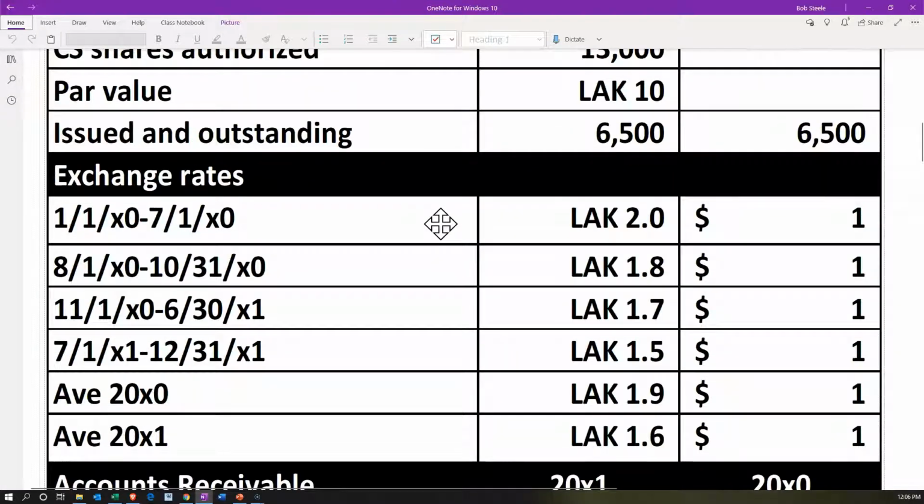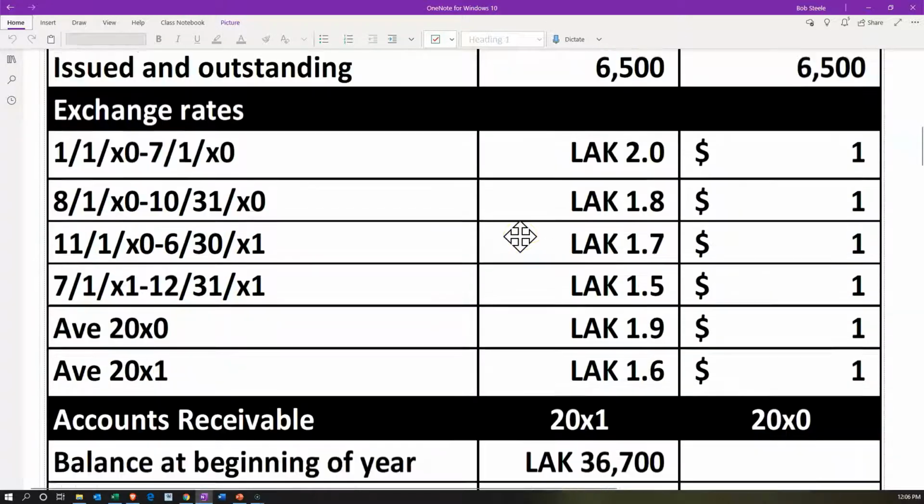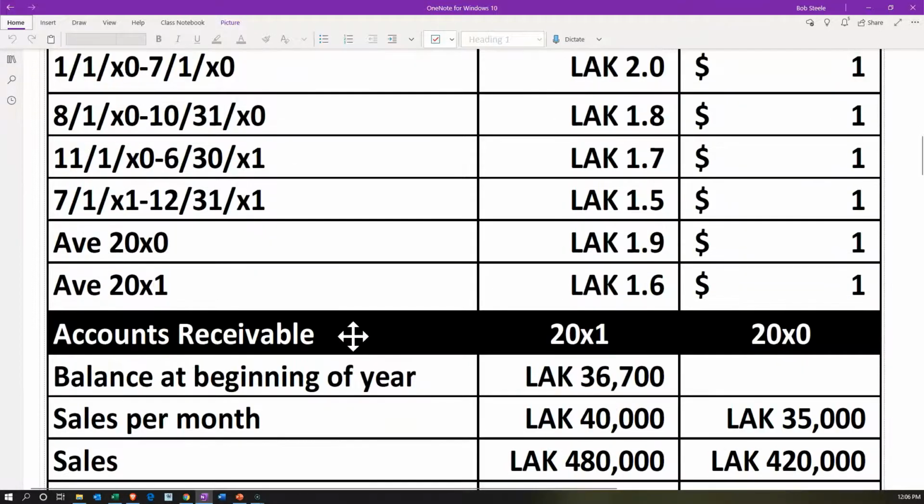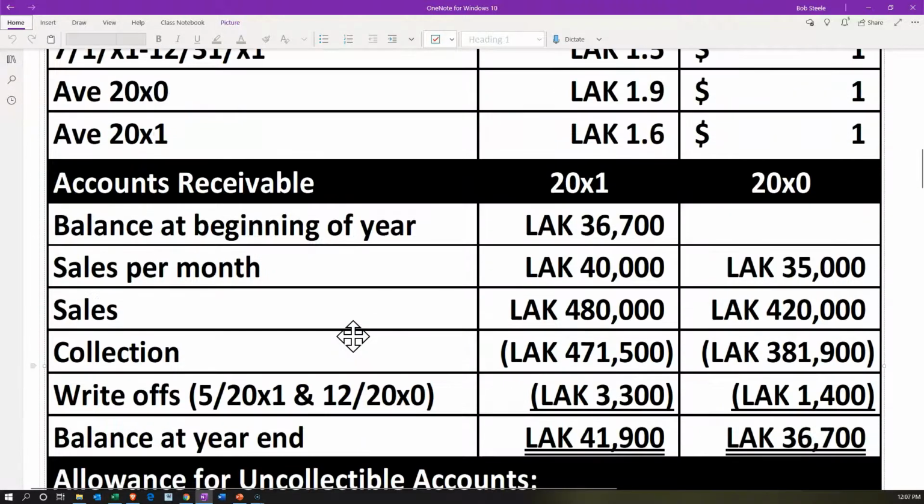Then we have the exchange rates and the relevant dates. Notice that we do have date ranges. So we're looking at a certain date range and we're comparing, and also note the comparison. We're comparing the foreign currency compared to $1 US. $1 US, and then the foreign currency. So we've got the relevant dates as well as the average dates for 2000X0 and 2000X1 that we will be going back to. We have more information for the accounts receivable.